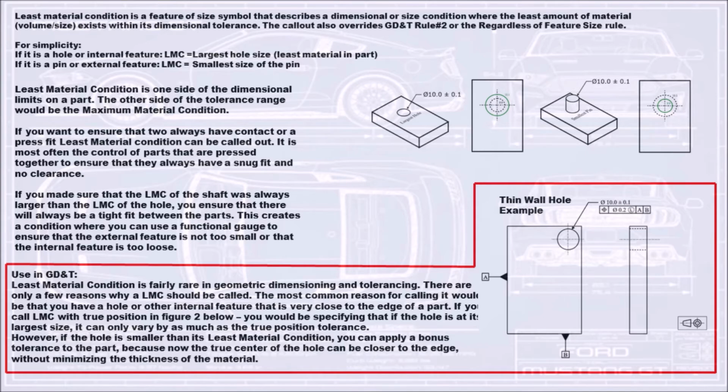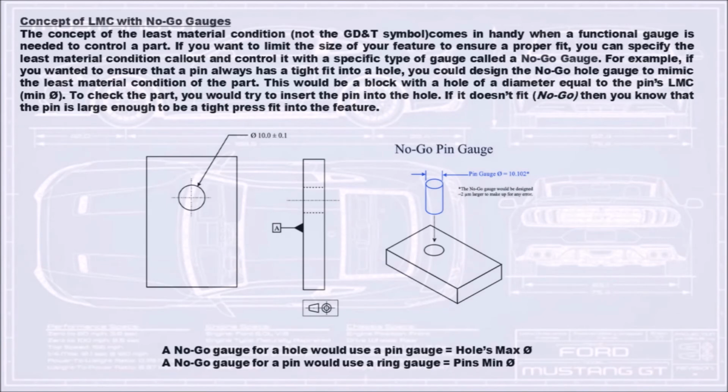If you call LMC with true position in figure 2 below, you would be specifying that if the hole is at its largest size, it can only vary by as much as the true position tolerance. However, if the hole is smaller than its least material condition, you can apply a bonus tolerance to the part, because now the true center of the hole can be closer to the edge, without minimizing the thickness of the material.